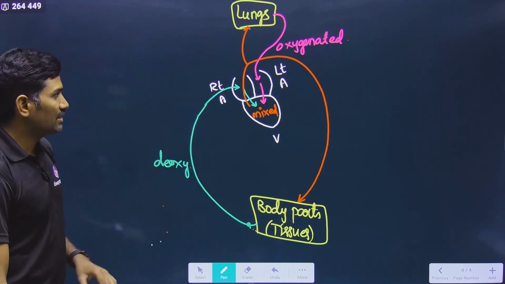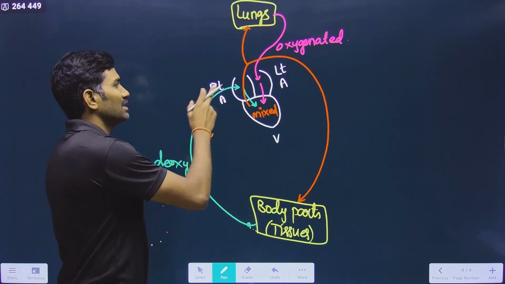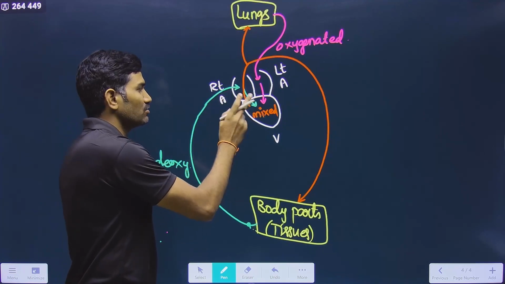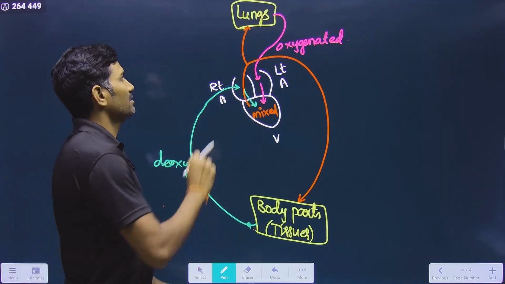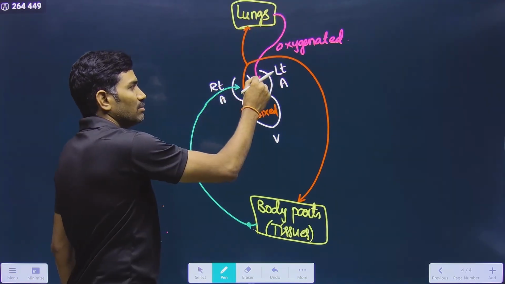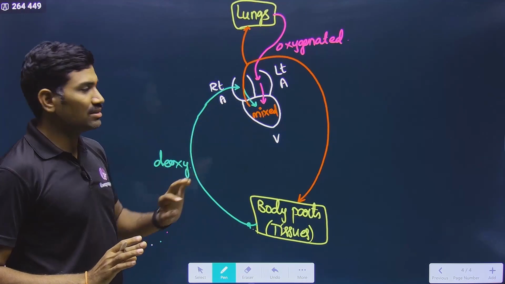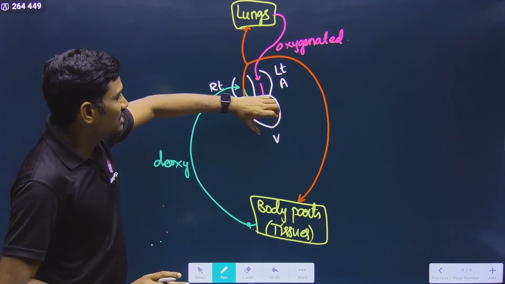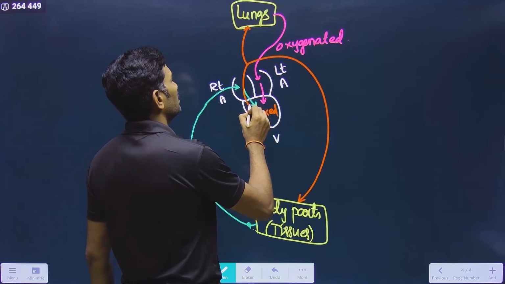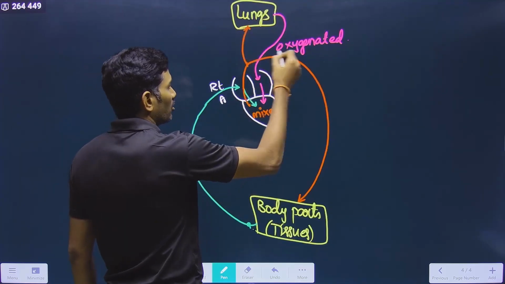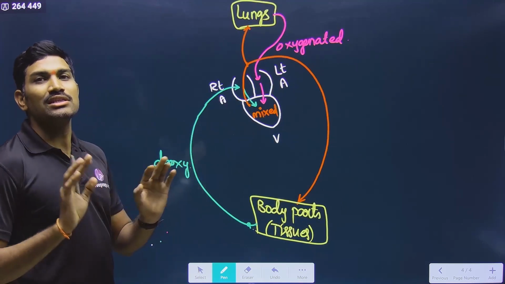Observe very carefully here. I am using the different colors here. So from the body parts, deoxygenated blood is going into right atrium. From there it is going into the ventricle. So in the ventricle it will become mixed. And from the lungs, oxygenated blood is coming to left atrium. From there it is going into ventricle and there also it is mixed with deoxygenated. So both oxygenated, deoxygenated are mixed. And now this same mixed blood is going to the lungs and also it is sent to the body parts. Clear? And now how you will see this particular cycle?